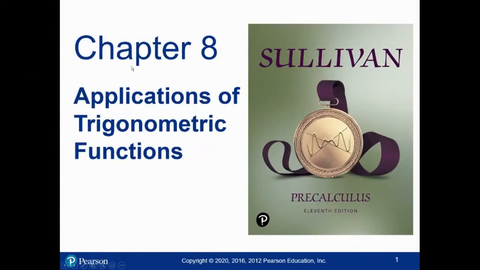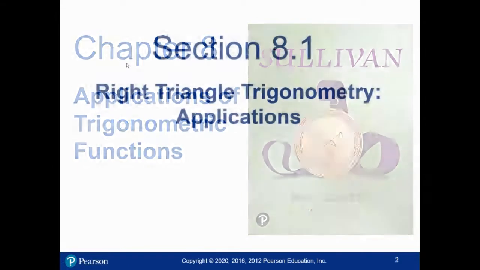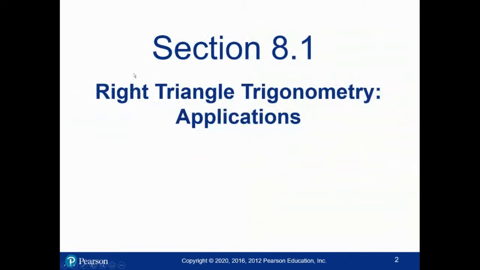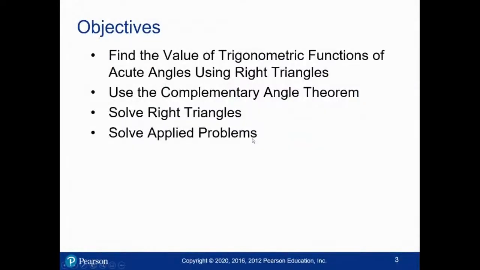Welcome everyone into Chapter 8, where we are going to start learning about right angle trigonometry. For some people this is sort of familiar. This is using sines and cosines and tangents in the context of right triangles. In this section we want to discuss how trigonometric functions are related to right triangles, learn about complementary angles, and then solve what are called right triangles.